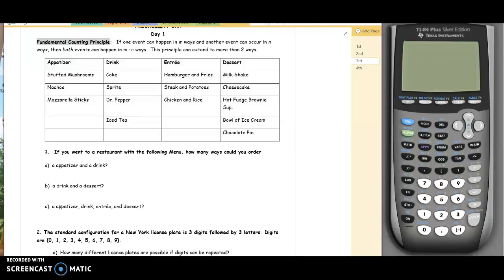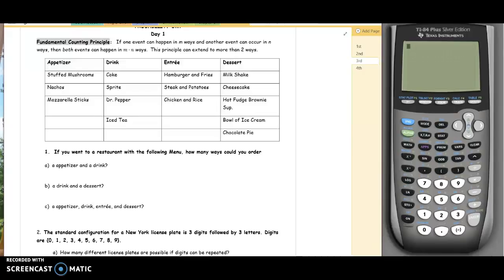If you went to a restaurant with the menu listed above, how many ways could you order an appetizer and a drink? So think about it. If you order stuffed mushrooms, you could then order a Coke or a Sprite or a Dr. Pepper or an iced tea. So if you order stuffed mushrooms, there's 4 options. Stuffed mushrooms and Coke, stuffed mushrooms and Sprite, stuffed mushrooms and Dr. Pepper, stuffed mushrooms and iced tea. 4 options.